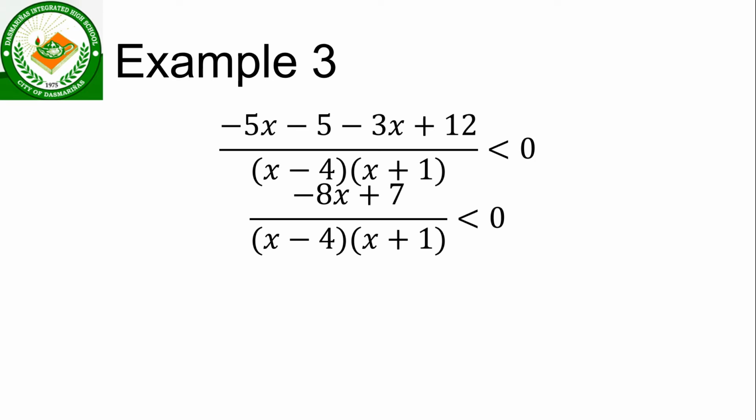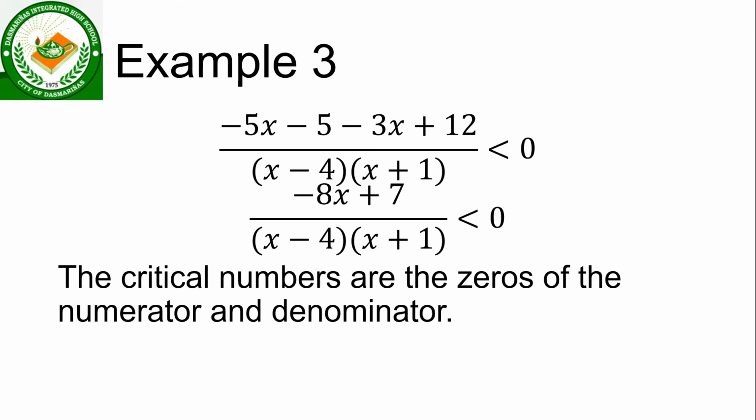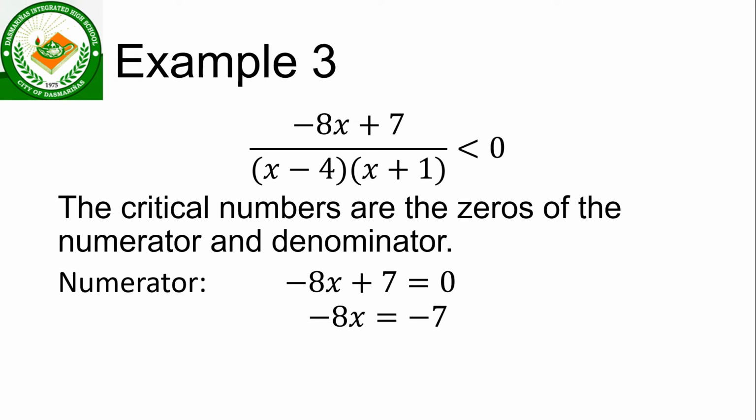Now, for this rational expression, the numerator and the denominator are already in factored form. Now, the critical numbers are the zeros of the numerator and the denominator. Hence, we must equate the numerator first to 0. Okay, solving for x, we transpose the 7 to the right, so it will be negative 7, and then dividing both sides by negative 8 will give us x equals 7 over 8. So the first critical number is 7 over 8.